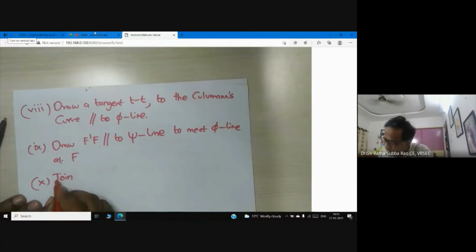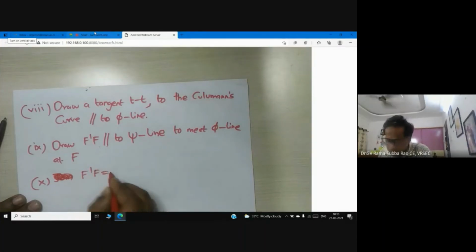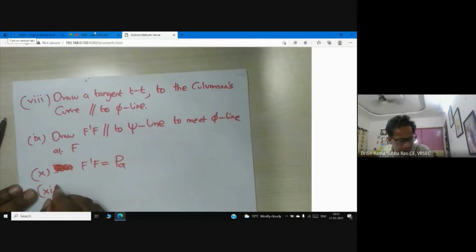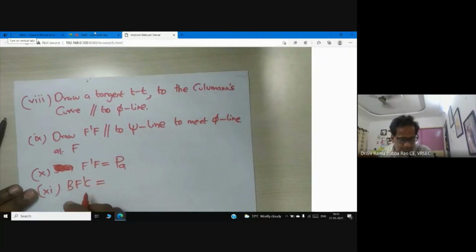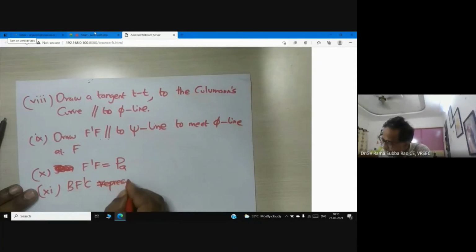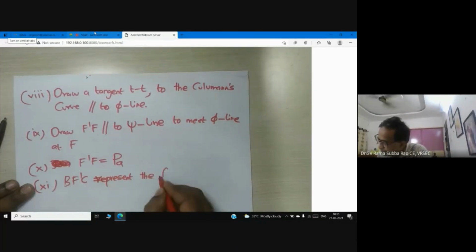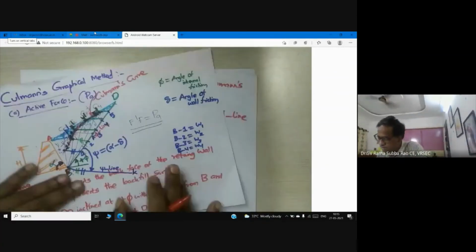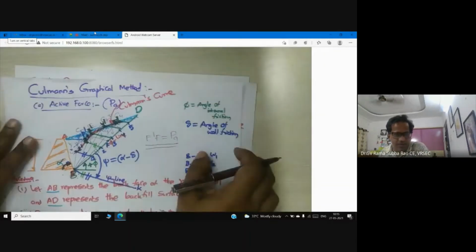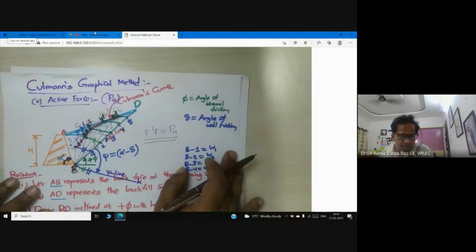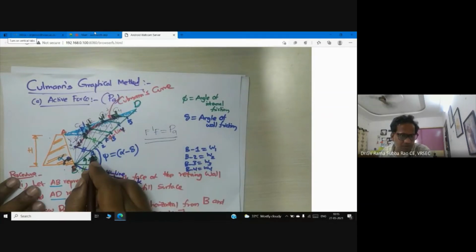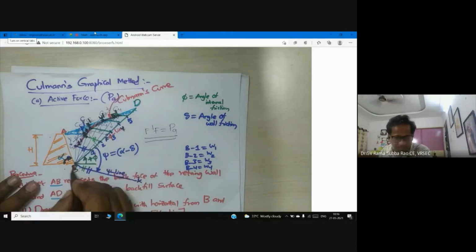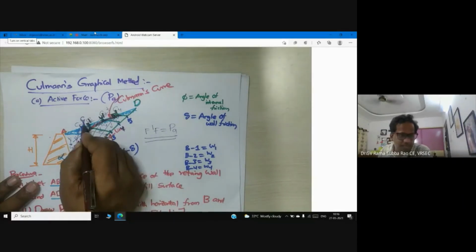This is enough now. F dash f is equal to active force. Now you can write, if you want to write, B f dash C represents the failure surface. What I'm trying to write now, you see here I'm not going to use a sketch pen because a sketch pen will definitely create a problem here. You know what problem I am facing now. So now you see this B f dash C is the failure surface. So the point touching the heel, B f dash C is the failure surface.